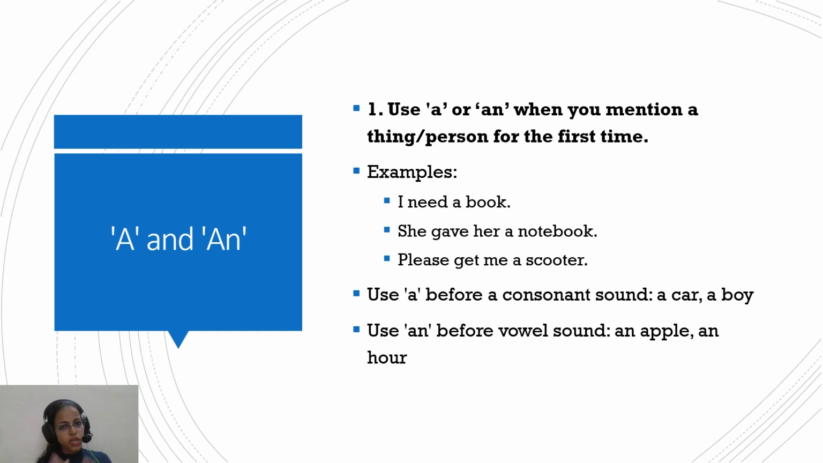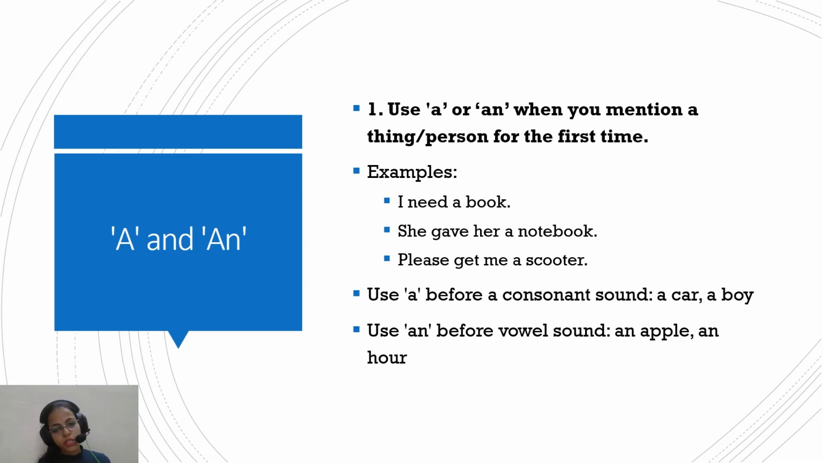And of course, B's book starts with B, which is a consonant, so a book and not an book. So she gave her a notebook. Again, if the notebook is being mentioned for the first time, then it will be followed by the article a. If it were later on, if we talk about the notebook and get into the specifics of it, of course, the article will change. But when some person or thing is mentioned for the first time, we use the article a or an. Please get me a scooter.